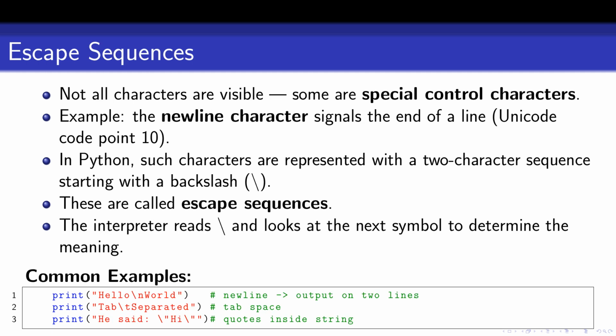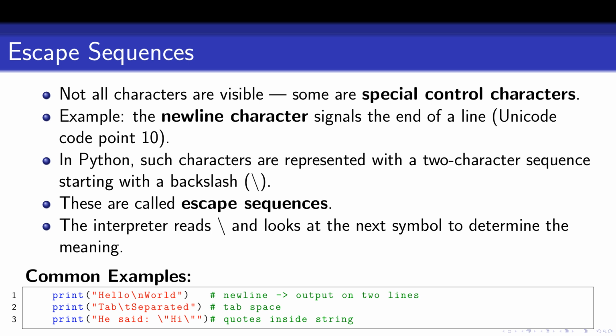Not all characters are visible. Some are special control characters represented with escape sequences. An escape sequence is a 2-character combination that begins with a backslash. For example, the newline character, which indicates the end of a line, is written as \n, while a tab character is written as \t. Escape sequences allow programmers to include special formatting within text strings that would otherwise be invisible.